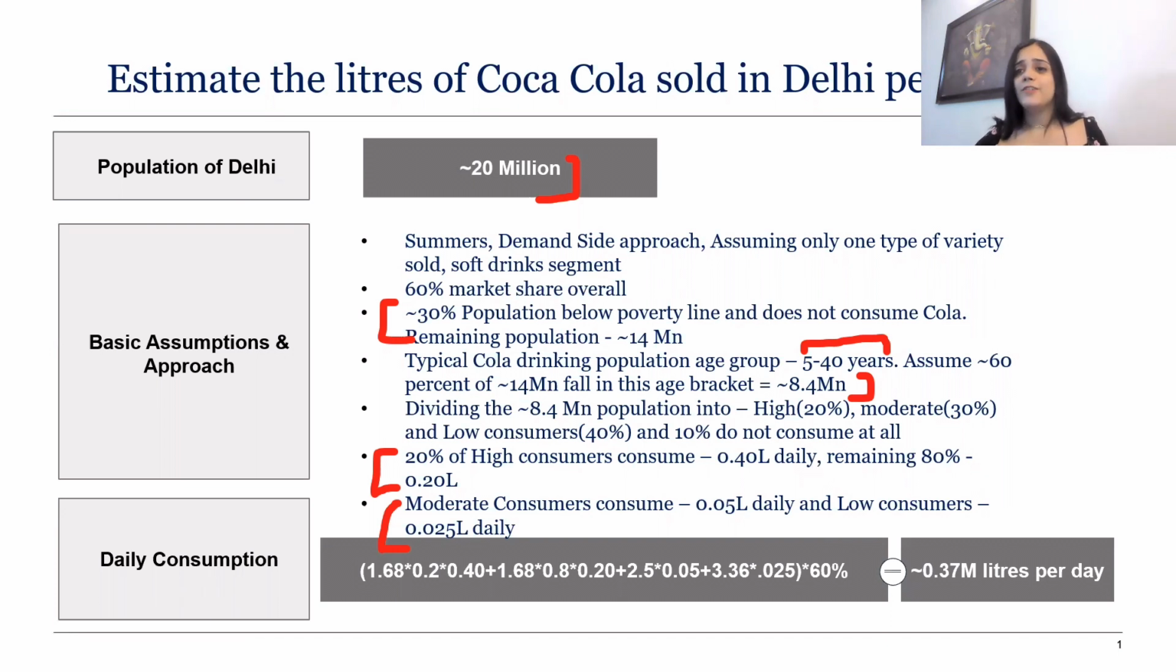Here, you can simplify your calculation because you are not concerned with the exact answer, right? You don't need to prove you're a mathematical genius. So you can just simplify the numbers, take instead of 1.68, take 2, or maybe, instead of 3.36, you can take the number to be around 3, just to simplify your calculation. And then whatever number you get, multiply that with the market share, that's 60% that we have taken here. And then what you get in the end is 0.37 million liters are consumed in Delhi per day by the people of Delhi.